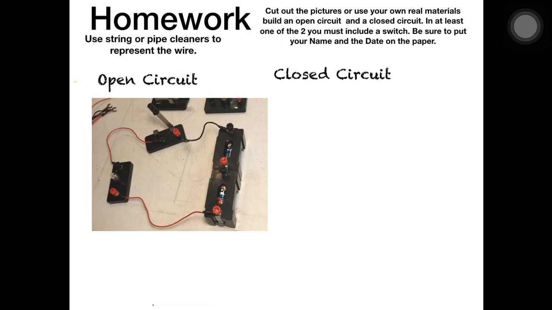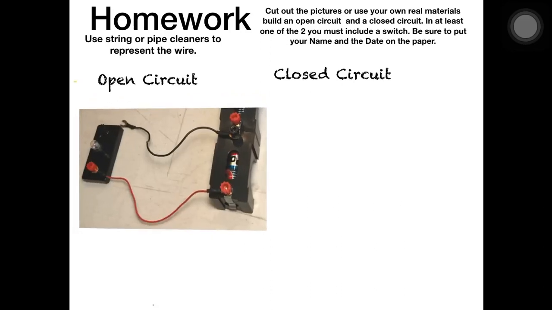You can see that the red wire is connected from the battery terminal to the light bulb terminal. Another red wire goes from the light bulb terminal to the switch, and a black wire goes from the switch to the other side of the double battery terminal. However, this is an open circuit because the switch in this picture is open. So that is why the light bulb in this picture is not lit.